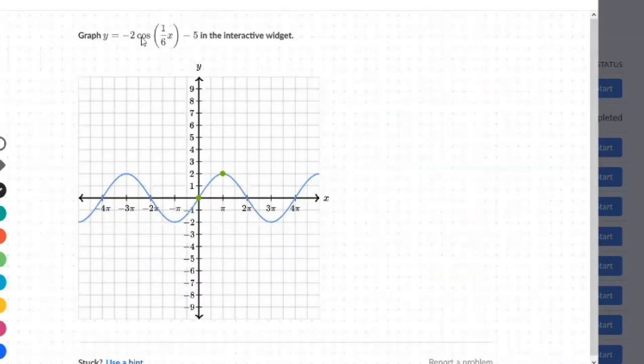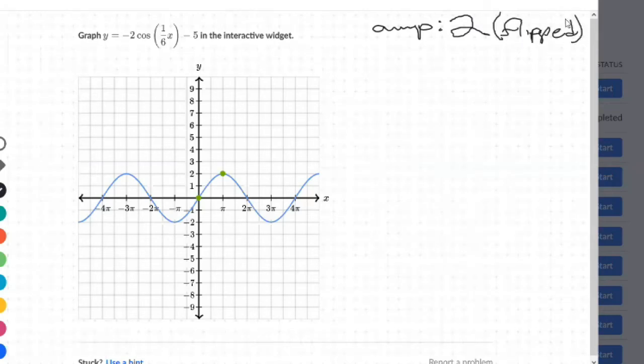So like this is a cosine graph. Cosine starts at its highest point. So if I go through this, the amplitude, and this is going to mess with people a little bit, the amplitude here is not -2. The amplitude is 2, and then it's flipped. Okay, but the amplitude is just 2.